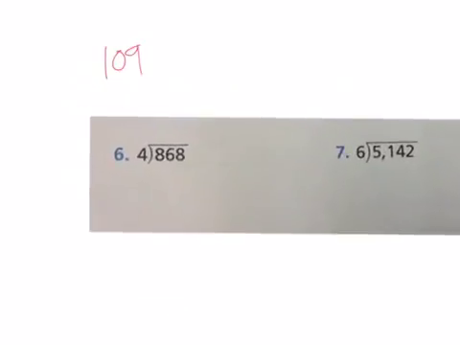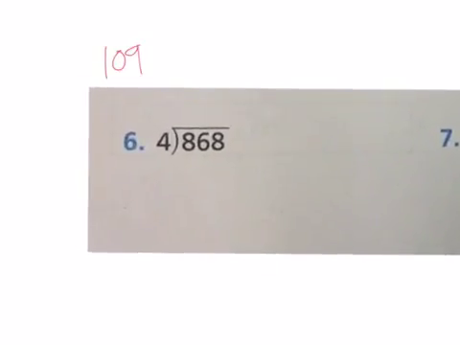Okay, so we're going to go on to page 109. That's page 109. Let's start with number 6. It looks like this: 868 divided by 4. So our first question is, how many times does 4 go into 8, which is 2?